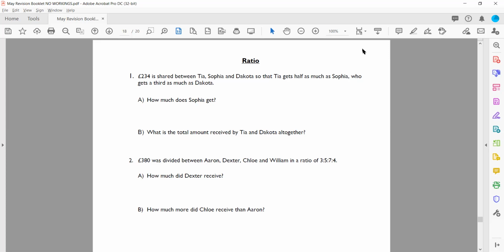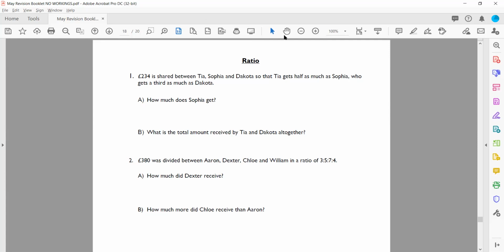But basically, the minute you start seeing language like twice as heavy, three times as much, half as much, twice as much, language like that tells you you've got ratio. And I would always recommend pulling the information out of the word problem and putting it so you can just see the information. So I'll show you how to do that with question one.